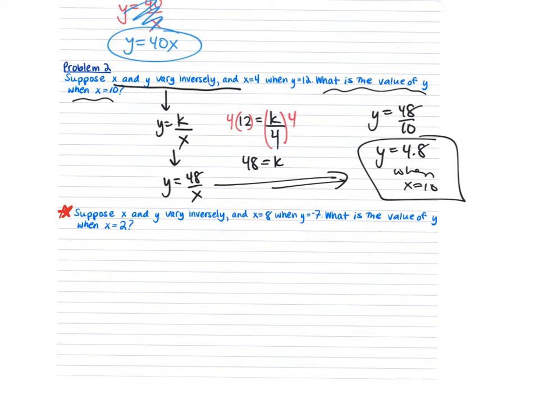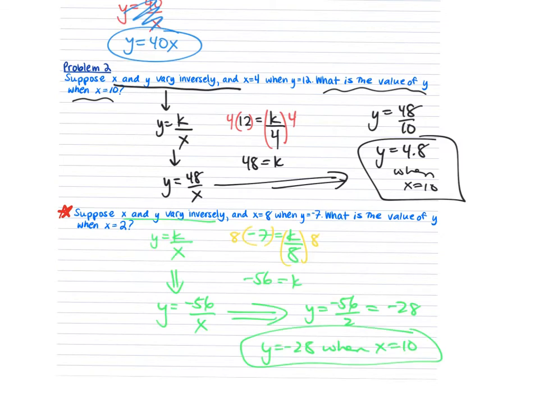Okay, so press pause and try this one on your own, same thing, and then check back for the solution. Okay, and hopefully you got that y equals negative 28 when x equals 10, since k is negative 56.